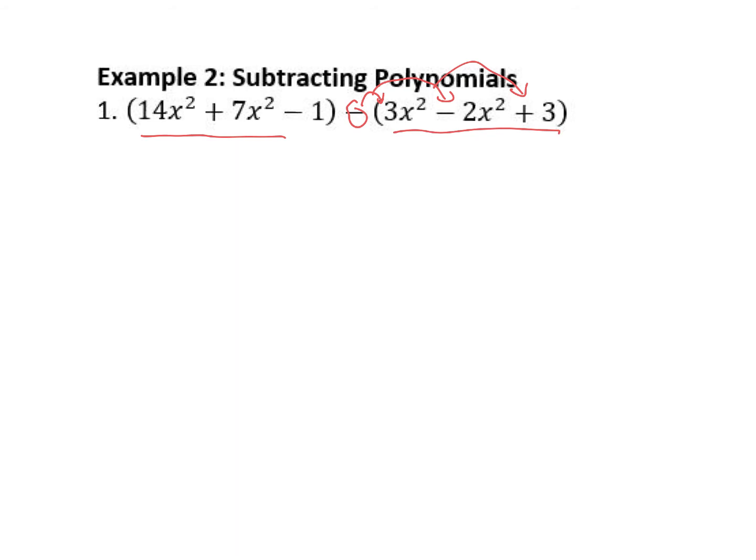Now, this one I would probably do a little extra encouragement for you to rewrite vertically as you rewrite these, and make sure you're distributing that negative sign each time. So when you distribute to the first one, that becomes negative 3x squared. Negative times a negative, that's going to be a plus 2x squared. And then we are going to have a minus 3.